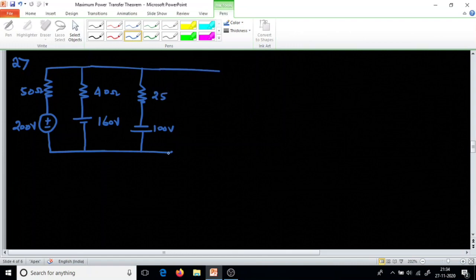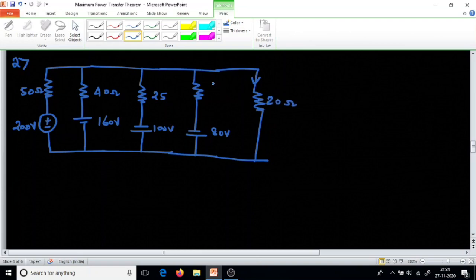Now one more parallel branch is there, that is 20 ohm, 80 volt. The question is, there is one external resistor here, that is 20 ohm, and this also 20 ohm. What is the current I through this? We have to find the current I. This was a GATE 2019 question.